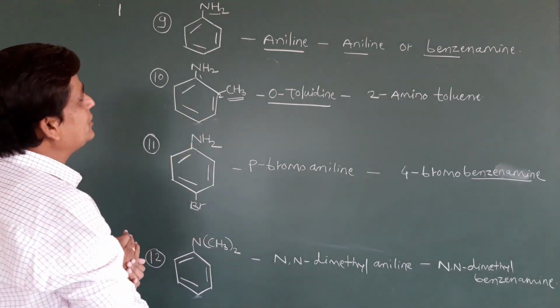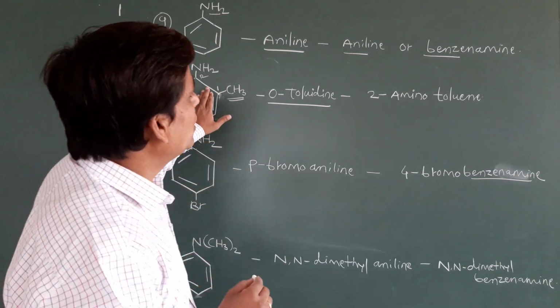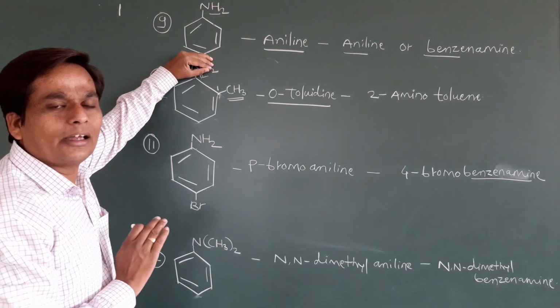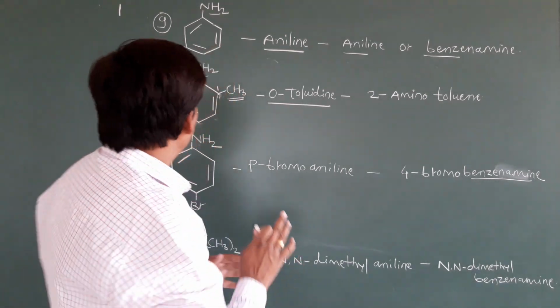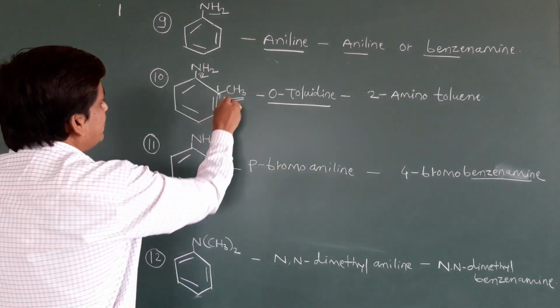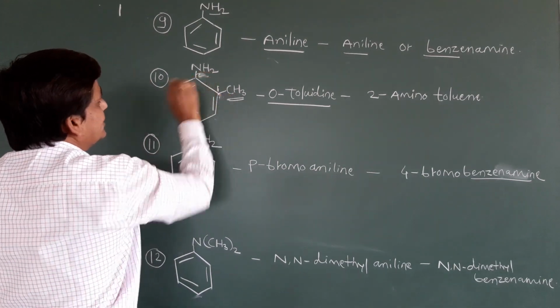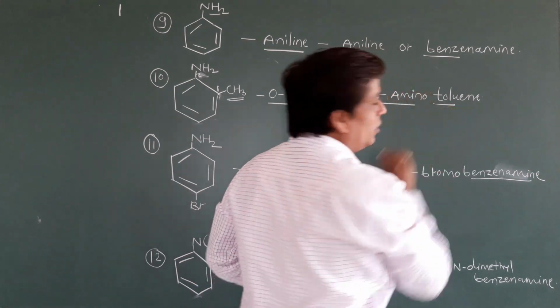Whenever you give the IUPAC name, you start the numbering from here. 1, 2. So it is 2-aminotoluene. Toluene is also another chemical compound. When a benzene ring is attached with a CH3 group, we call it toluene. Now we can give the numbering from this side, because this is the major group. So this is the first and this is the second. On the second carbon, the amino group is there. You can see this is 2-aminotoluene.